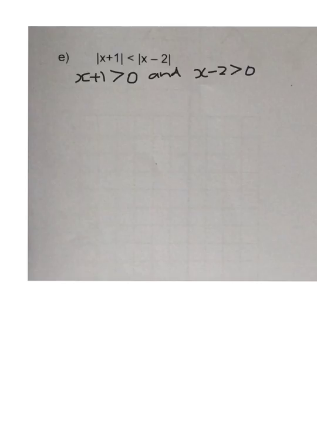So we've got x plus 1 has to be greater than or equal to 0, and x minus 2 is greater than or equal to 0. If it's greater than or equal to 0, the modulus is not necessary. So let's write it without the modulus, like so. Now let's solve that. Interestingly, we've got x on both sides, so let's subtract x, and what we get is 1 is less than negative 2, which of course is nonsense. 1 is never less than negative 2.